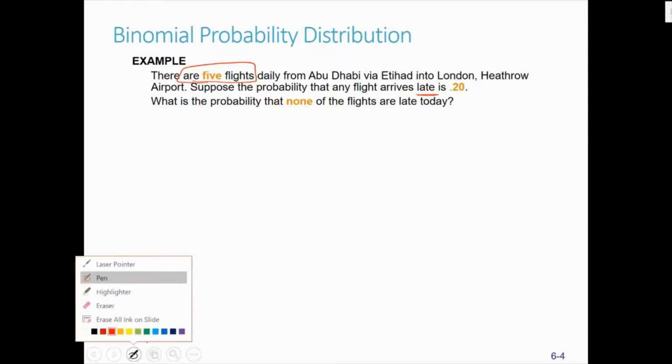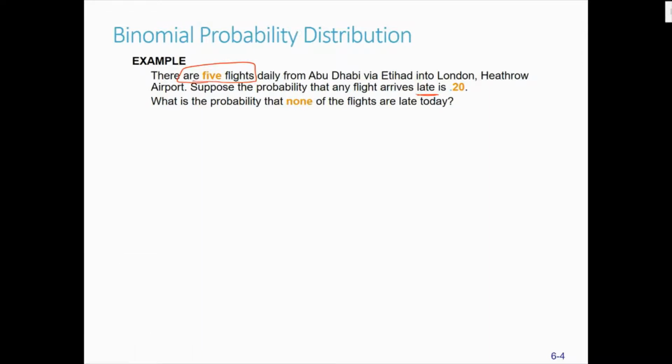All right, so let's check it out. What have they given us? They've given us that we have a maximum of 5 flights. This is our n. They've given us that the probability of each flight arriving late is 0.2. This is your pi. And they're asking what is the probability that none of these flights are late. This is your x equals 0.